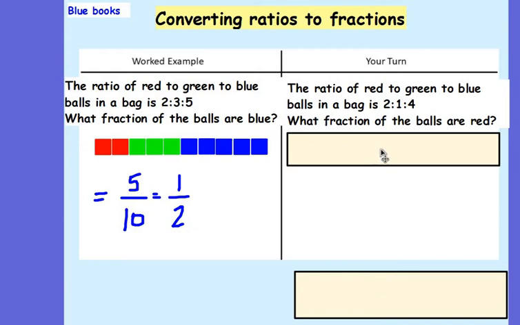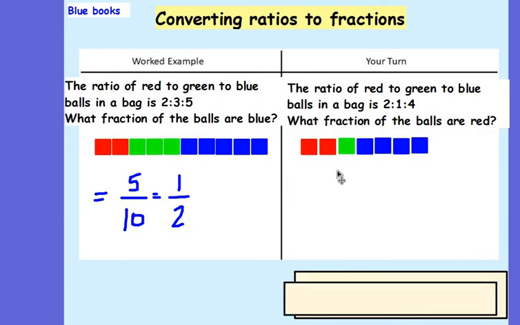Okay, let's go through it. So this is my diagram. I've got 2 reds, 1 green and 4 blue. This time I've been asked what fraction of the balls are red, which is 2 out of a total of 1, 2, 3, 4, 5, 6, 7. Can't simplify that, so my fraction is 2/7.